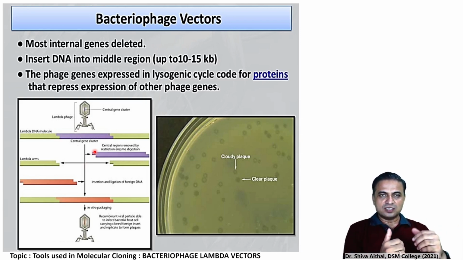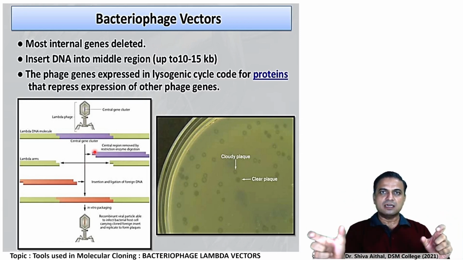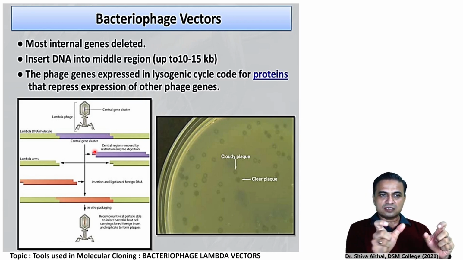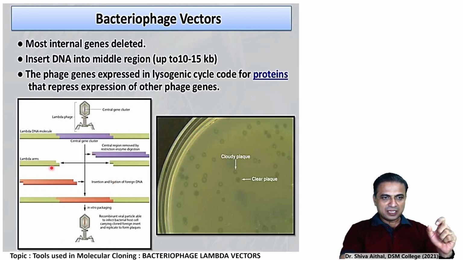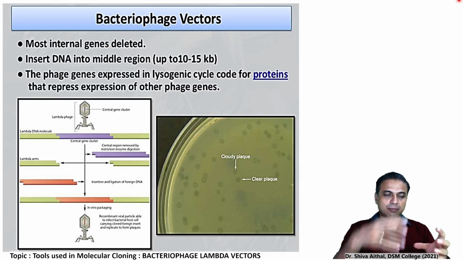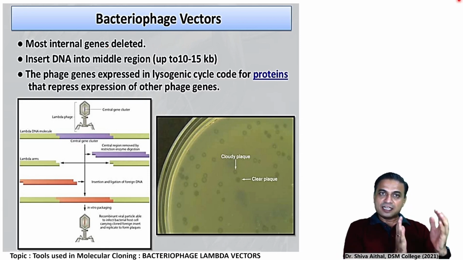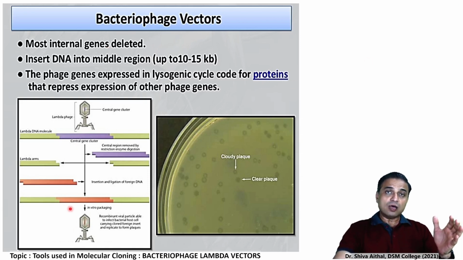We can take these wild type phages and remove the middle region. This is called the stuffer region, and it can be replaced by the pink colored DNA, that is the gene of interest. After insertion of the gene of interest, this DNA can be packed in vitro. This is called in vitro packing. It can be packed inside the phage heads, giving recombinant viral particles. These are now able to infect a bacterial host, carrying the cloned DNA fragments, and then they will replicate.